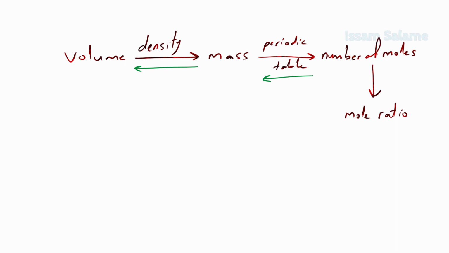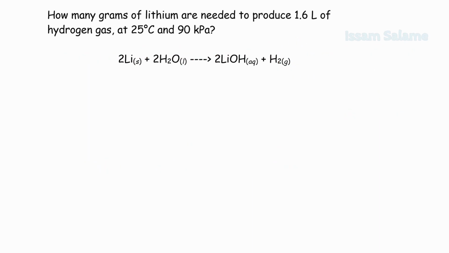But in our case, we don't have density, so for the relation between volume and number of moles, we're going to use ideal gas law, which is PV equal to nRT. Something to mention before we solve our first exercise is that we are using ideal gas law to convert between moles and volume, since we are not working at standard temperature and pressure. I will make a video in the future to cover how to deal with stoichiometry at standard temperature and pressure.